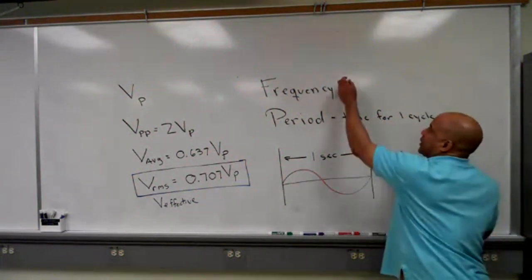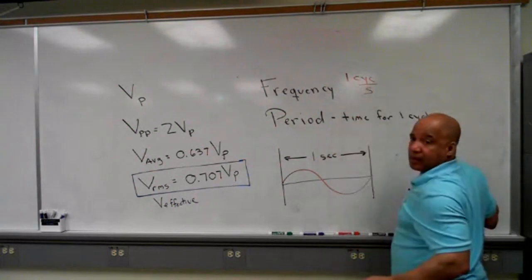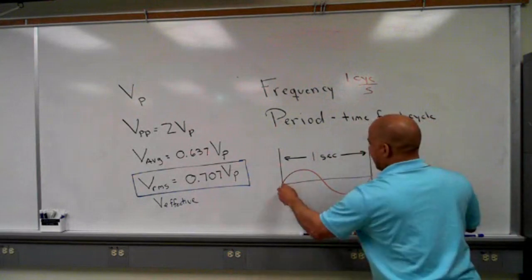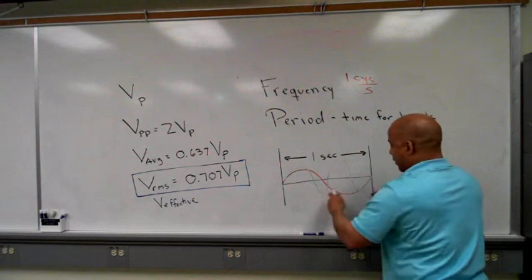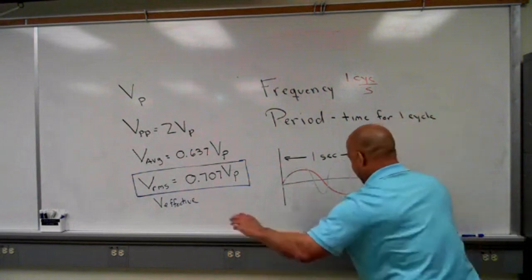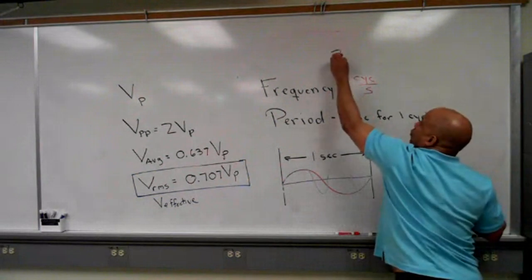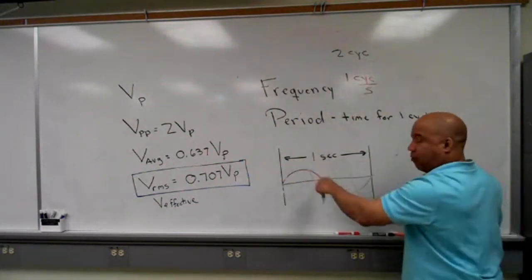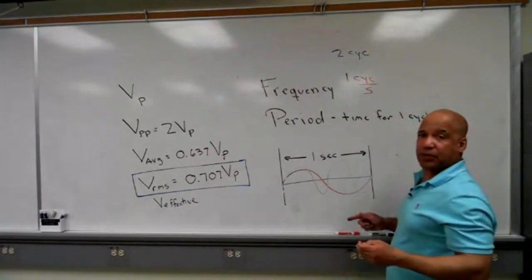Then that's a frequency of 1 cycle per second. If in that time space I see this and then this, well, that's 2 cycles. So if I got 2 cycles, that's 2 cycles per second. Or I might have 4 cycles per second. So the frequency is a number of cycles per second.